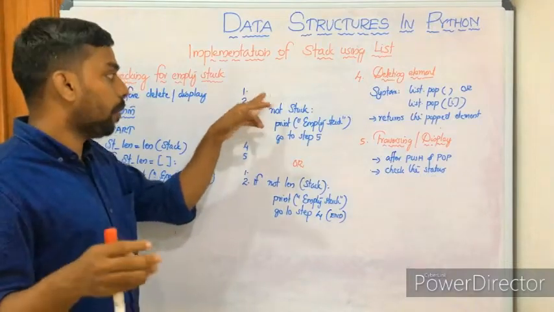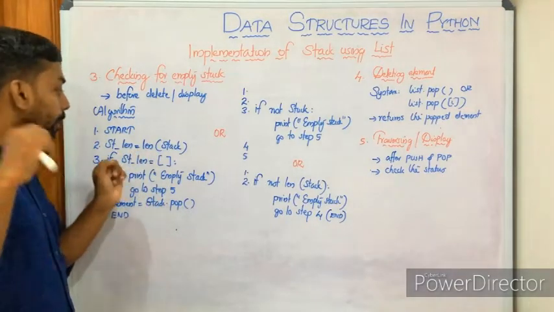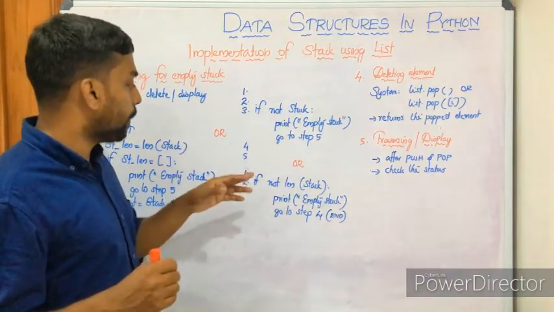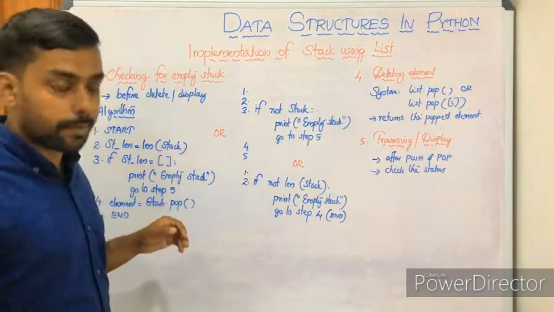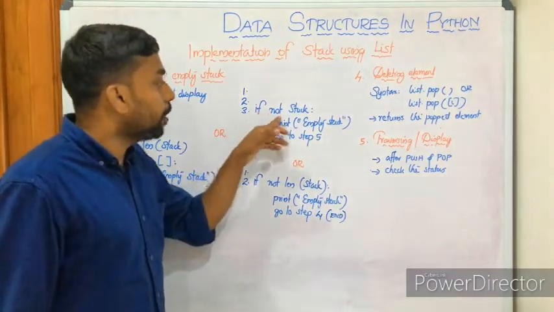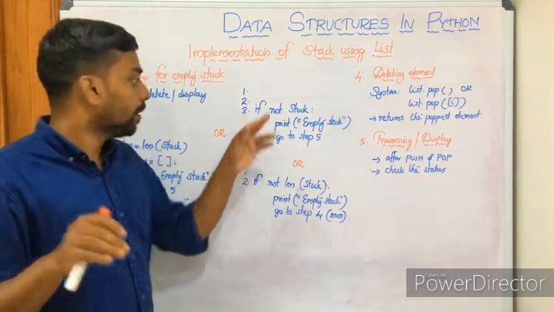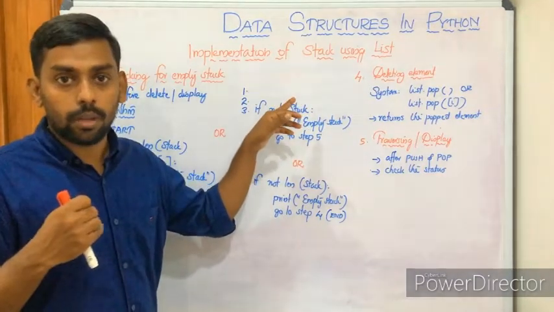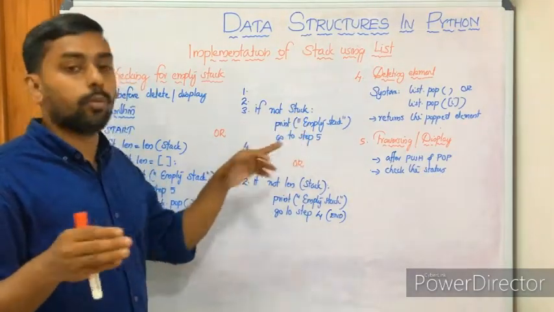Another algorithm, following the same steps. Start, then stlen equal to len of stack. Then if not stack, what happens? Print empty stack. Go to step 5. The 4th and 5th are the same steps. Otherwise, element equal to stack dot pop. End. If not stack means there is no element in the stack. Not is an operator. If not stack means the stack has 0 elements. If the stack has elements it won't enter the condition, and it will move to the fourth step.